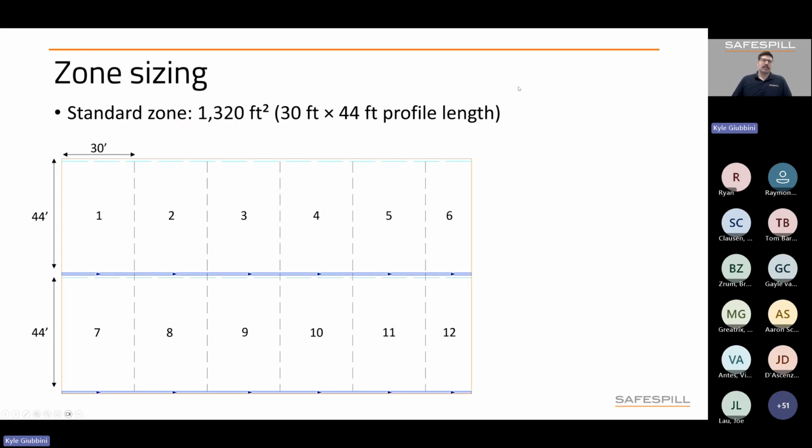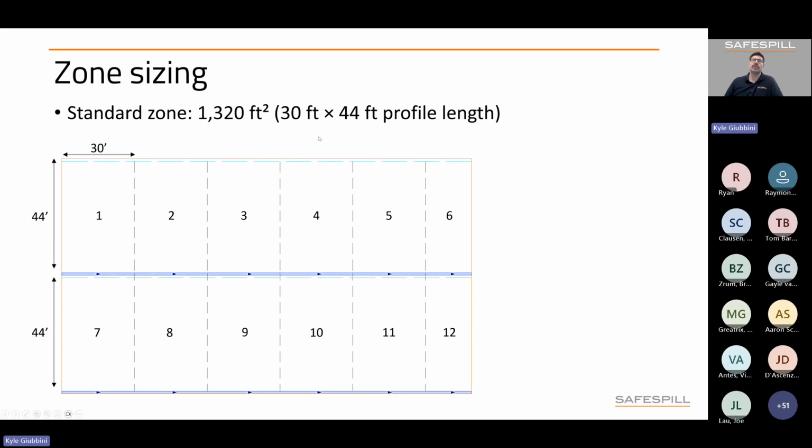Going into some specifics about Safespill as a manufacturer and how we approach design of the system: as was explained in the explainer video, we're covering large areas of floor in an aircraft hangar. However, we do subdivide the floor into zones. Our standard zone size is 1,320 square feet, and this equates to a standard width of 30 feet and floor profiles up to 44 feet. 44 feet is our maximum manufacturing length. We'll discuss it later, but it's not the longest length that we can utilize for floor profiles.